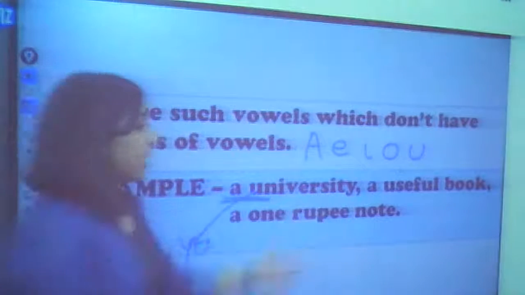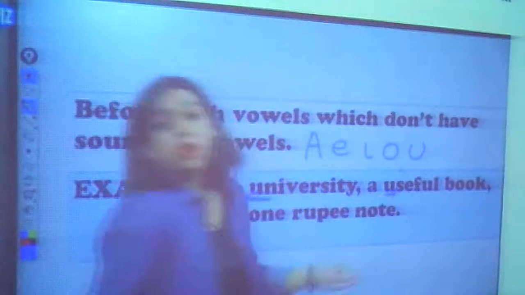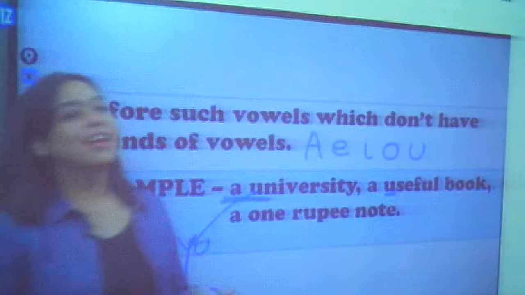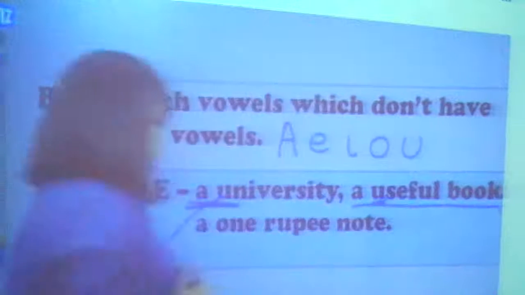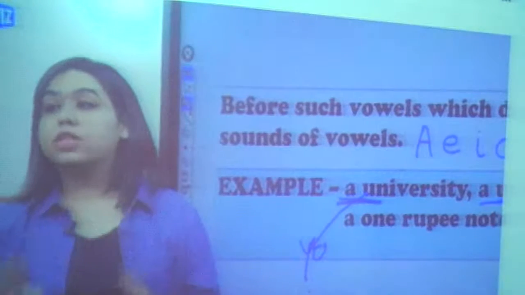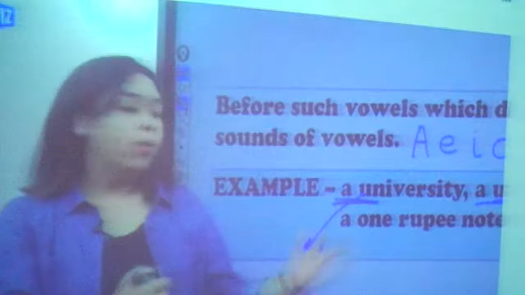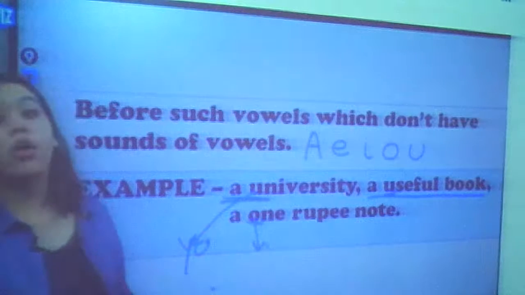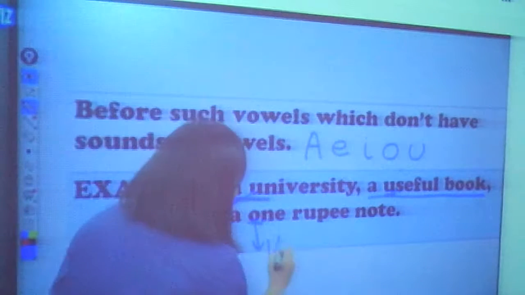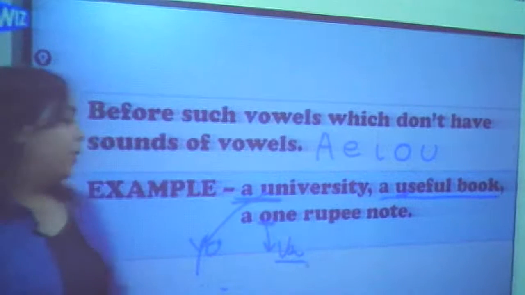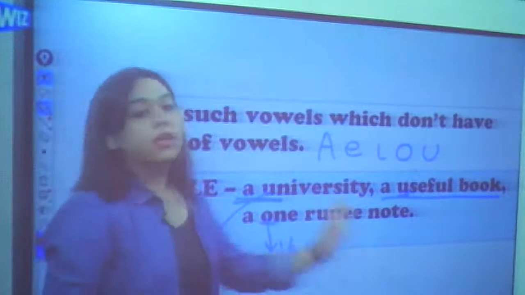A useful book. Again, U is a vowel, but we're still not using an with it. Why? Because of the sound. Now, again, we are talking about a 1 rupee note. We will never say an 1 rupee note. Why? You will see that it has the sound of 'wa'. That's the sound. So sound wins the game. So, a 1 rupee note.